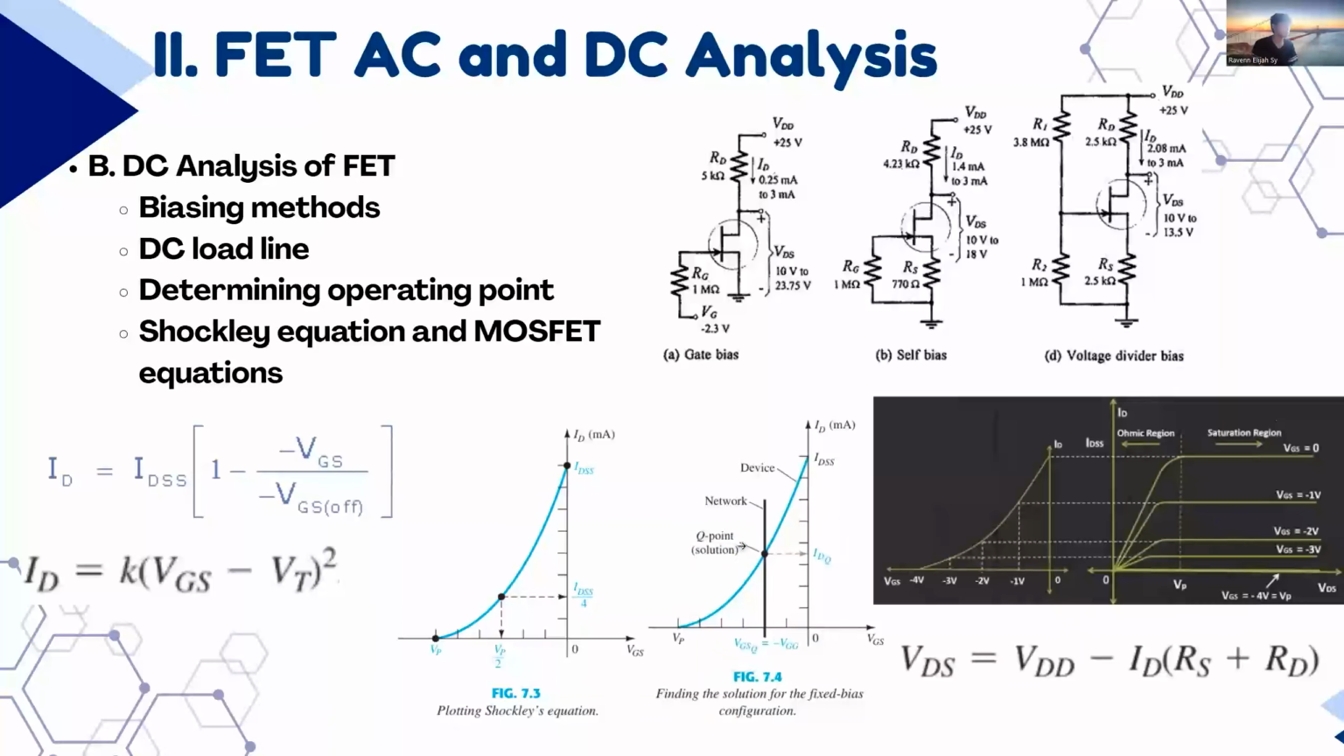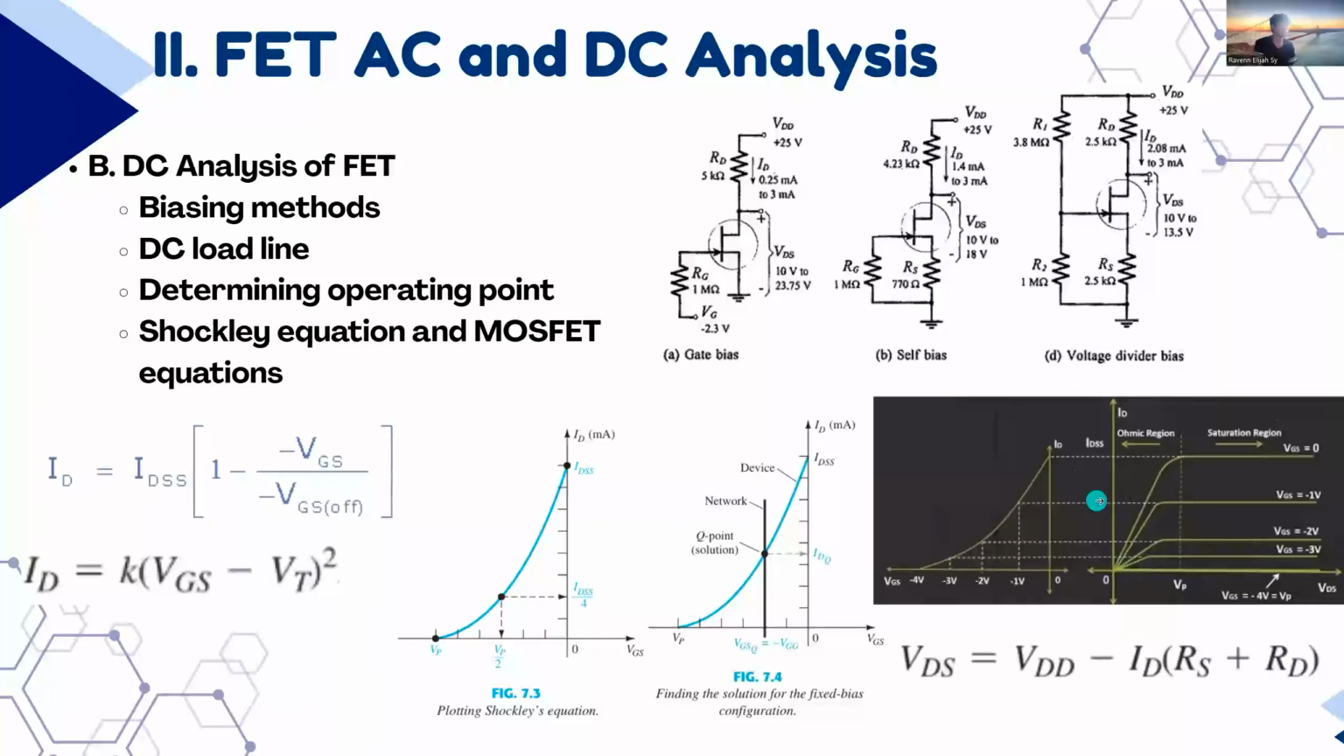For proper linear amplification, this Q point must be fixed safely inside the saturation region of the FET, preventing the device from drifting into the ohmic or cut-off region. Just like the BJT, we do not want to let our Q point get close to the ohmic region or the cut-off region, to avoid distortion.